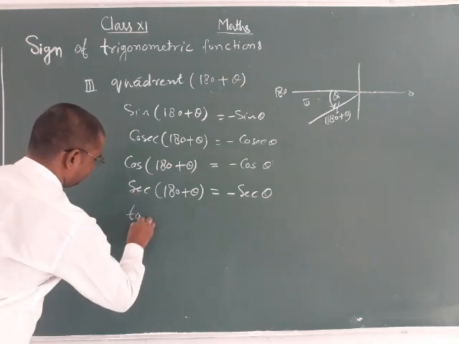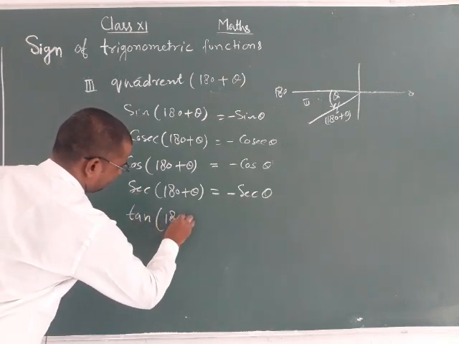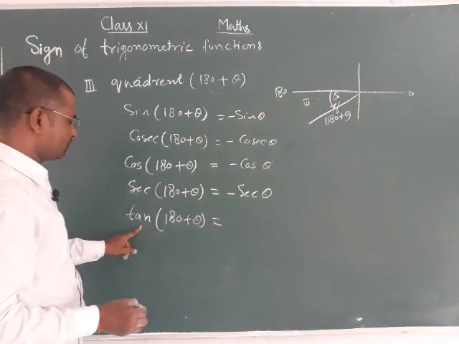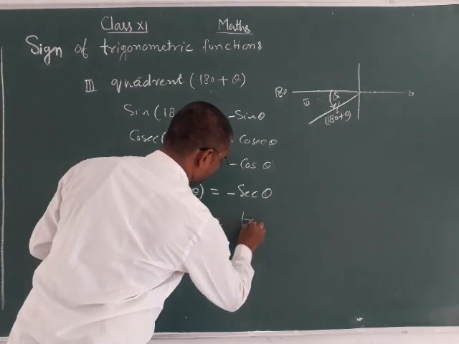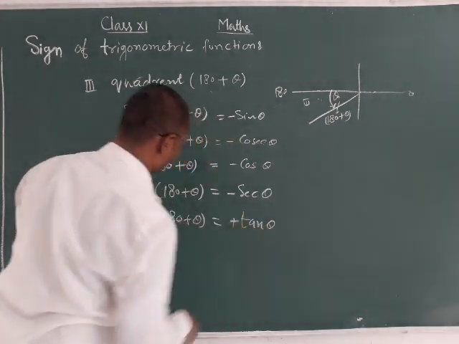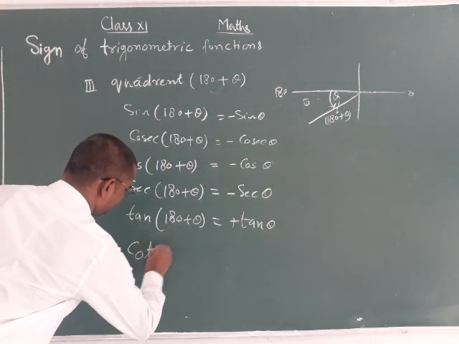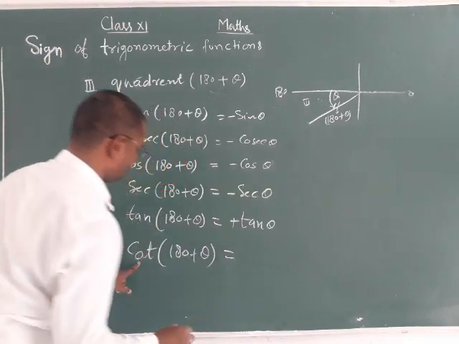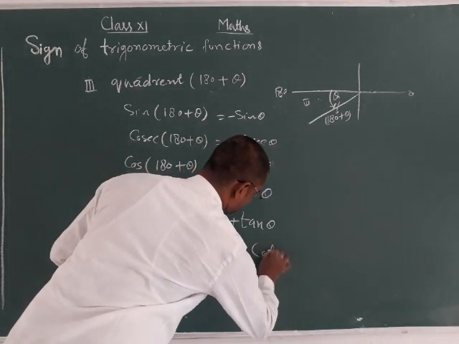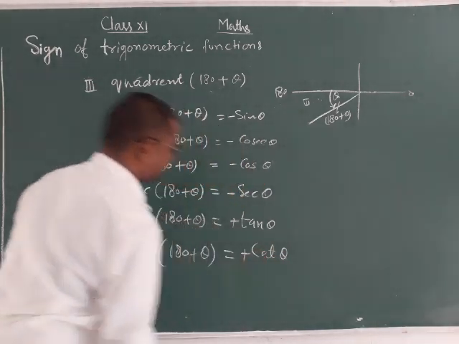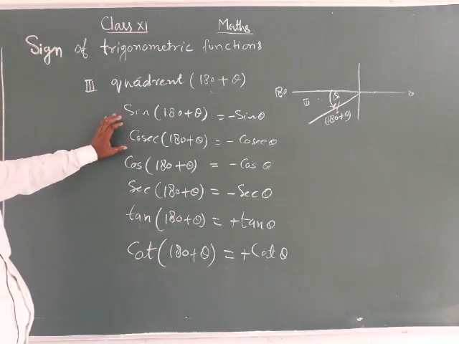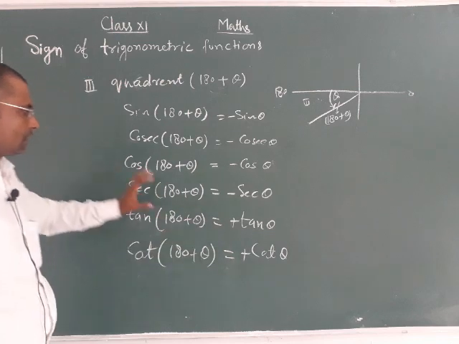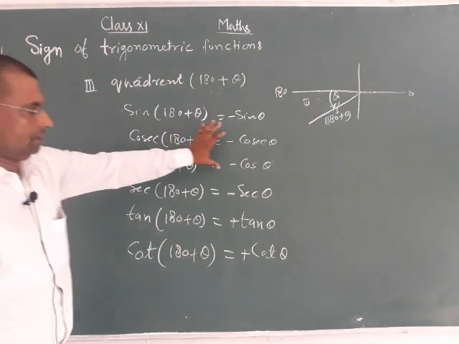And tan(180 plus theta): with 180 there is no change in ratio, so it is tan theta, and the value is positive. And cot(180 plus theta) is cot theta, and the value is positive. In the third quadrant, tan and cot values are positive and the remaining values are negative.